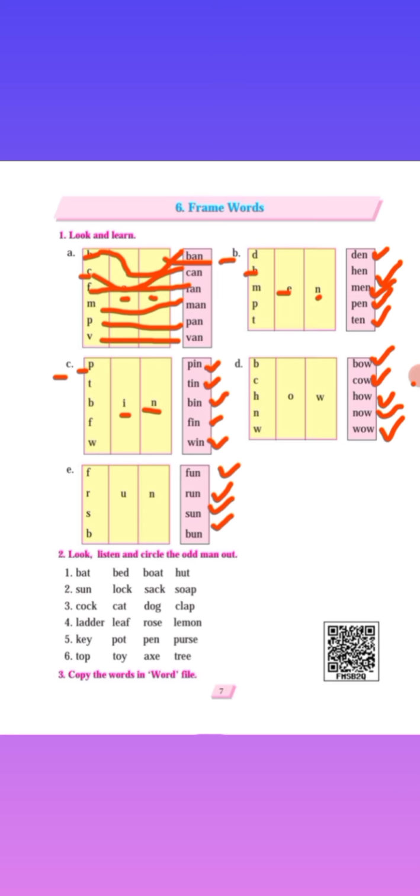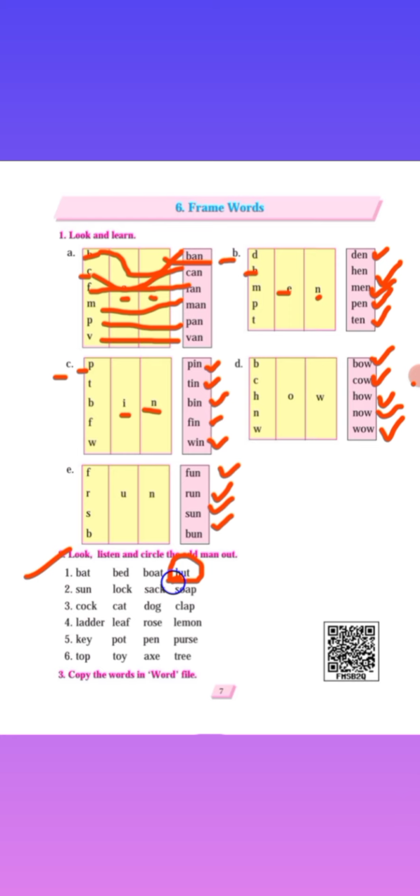So let us learn about this second number. Look, listen and circle the odd man out. We have to circle the odd man out from these following words. The given words are bat, bed, boat, hut. Four words are given and the first consonants are B, B, B, but one consonant is H. So the odd man out is hut, hut. We have to circle this.